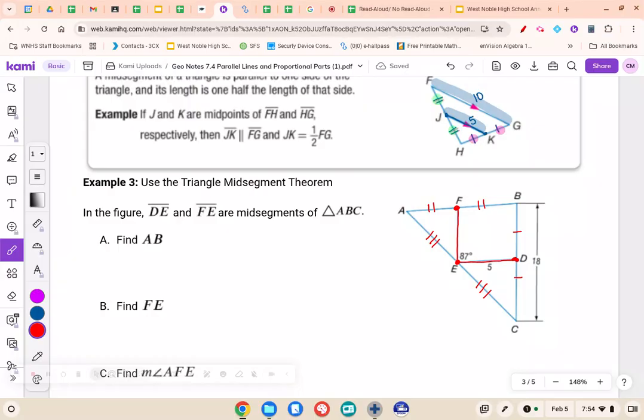It wants us to find the length of AB, which is totally fine. So right here, we're trying to find AB. We are given this midsegment length, which means AB is simply double the length of the midsegment right here. And that's it. If you want a little bit of work to show, 5 times 2 is 10.